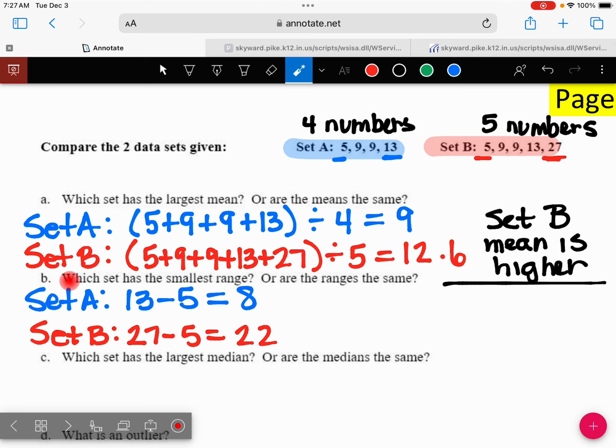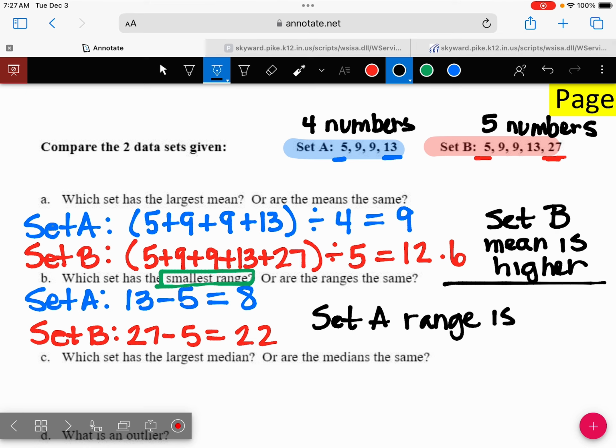So now let's answer the question. Which set has the smallest mean? I'm sorry, the smallest range. So which one has a smaller range? Set A or set B? A. So let's answer that. Set A, range is smaller.